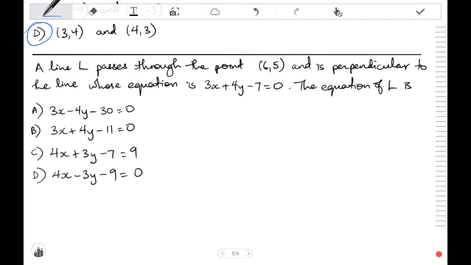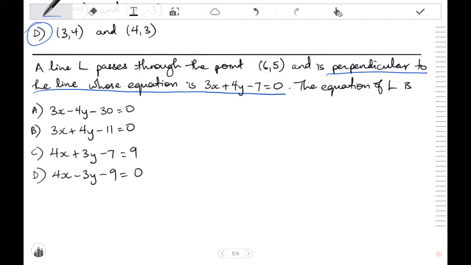A line passes through the point 6, 5 and is perpendicular to the line whose equation is 3x plus 4y minus 7 equals 0. What is the equation of that line L? So let's see what we know about this line. It passes through a point, but then we see something with perpendicular. It is perpendicular to this line whose equation we are given.